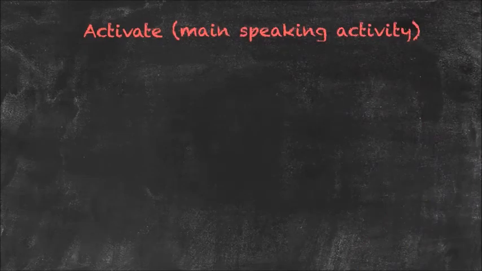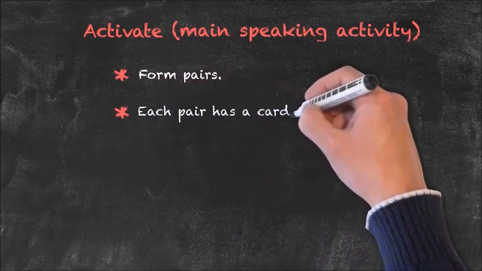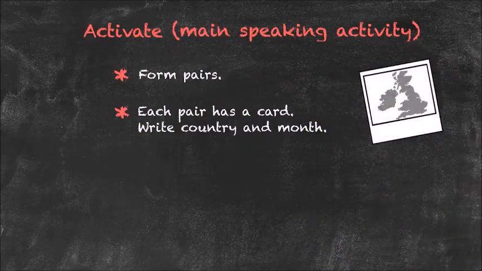So it's very, very important that here we do a good demonstration of what it is that we're expecting them to do, that we elicit the type of target language we're expecting them to produce from the activity. So one way we could go around it is to firstly form pairs. Each pair is going to be given a card, and onto that card they're going to write a country and a month. What the teacher can then do, just to add a little bit of spice to it, is to collect all of the cards in, shuffle them around and then redistribute them to the pairs so that they get a card that doesn't have their country or their month on it.